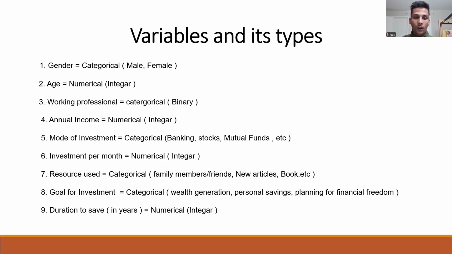Now moving towards the variables and their types. At first there is gender, which is categorical. Second is age, which is numerical. Third, working professional, which is categorical. Fourth is annual income, which is numerical. Fifth, mode of investment, which is categorical. Sixth, investment per month, which is numerical. Seventh, resource use, which is categorical. Eighth, goal for investment, which is categorical. And duration to save, which is the last one, which is numerical.